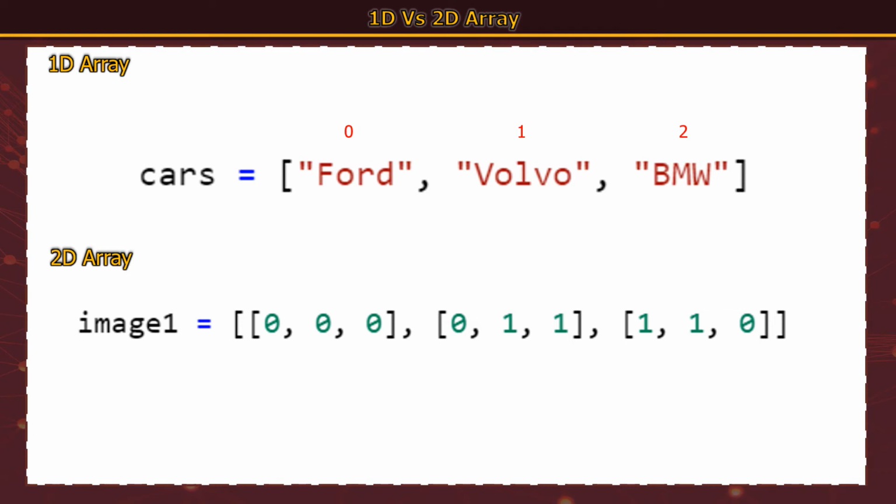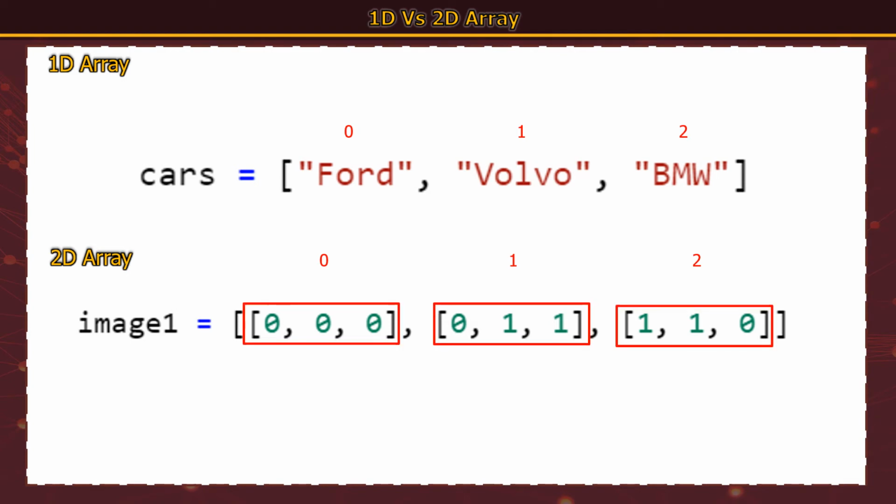In 2D arrays, it's an array inside of an array. So here, the indexing to start off with is the same. So at index 0, 1 or 2, it would grab these. So index 0 would be 0, 0, 0. The index 1 would be 0, 1, 1. The index 2 would be 1, 1, 0.